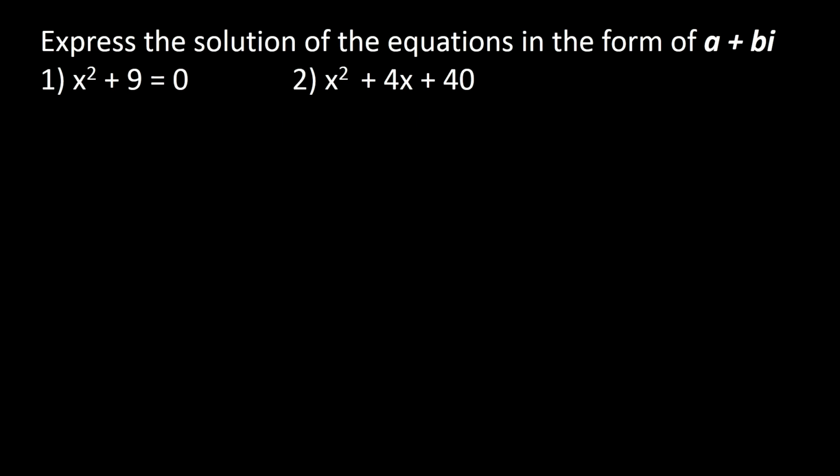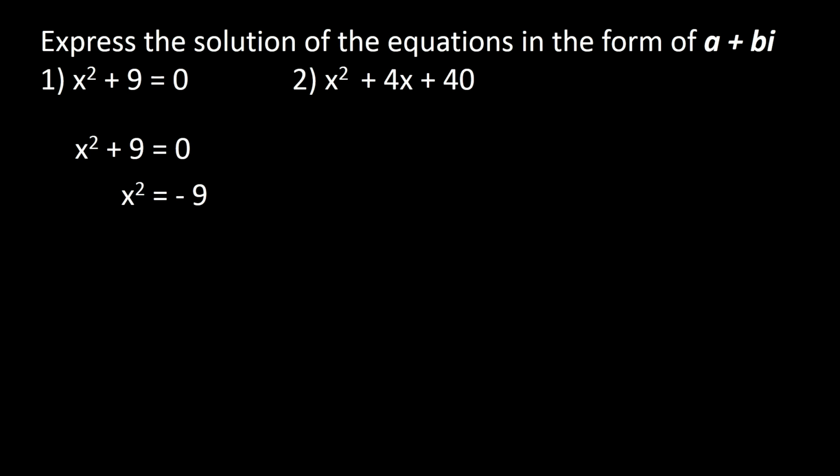So let's express the solution of the equations in the form of a plus bi. Number 1, x squared plus 9 is equal to 0. Number 2, x squared plus 4x plus 40 is equal to 0. Okay, so number 1, x squared plus 9 is equal to 0. If we take 9 to the other side, x squared is equal to minus 9.